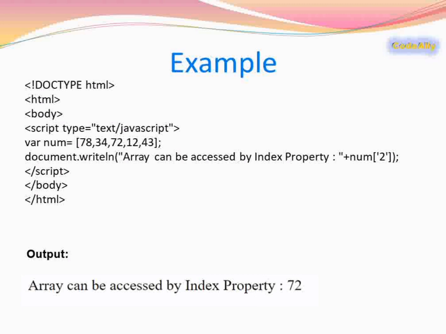From this example you can see a simple case where we have stored numeric values in the array. If you are storing numeric values, you don't need to specify double quotes for each value. If it is a string, then double quotes are required. So these are the values 78, 34, 72, 12 and 43. Out of these values, we want to access one value using the index at position 2. That's why we have written num, and in the square brackets we have specified 2. So the number at position 2 is 72, which will be displayed on the screen.